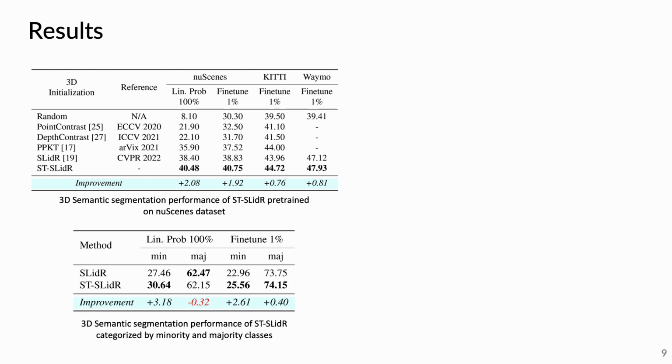We also conduct an experiment to study which semantic classes gain the most from our proposed loss. We create two sets, the minority set, which contains all classes with fewer than 5% of the superpixels in the pre-training set. The remaining classes are added to the majority set. As we can see, SD-SLidR learns better representations that significantly improve semantic segmentation performance on the minority classes with almost no degradation on the majority classes.